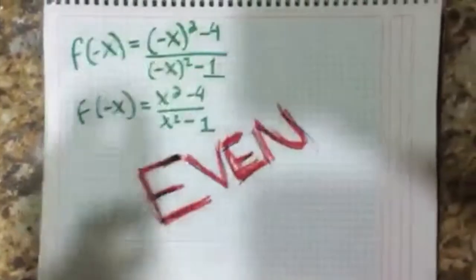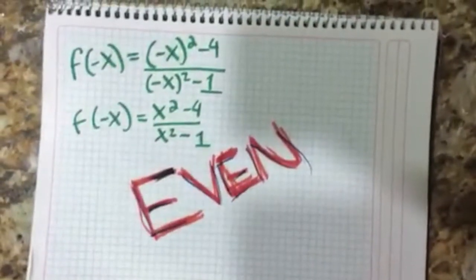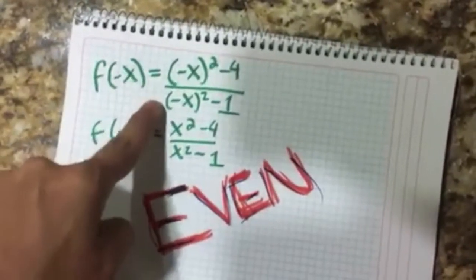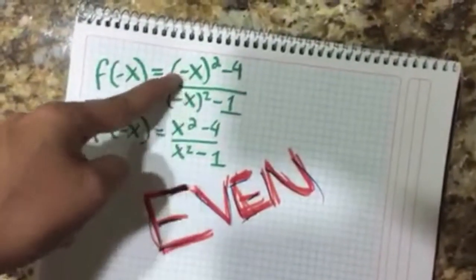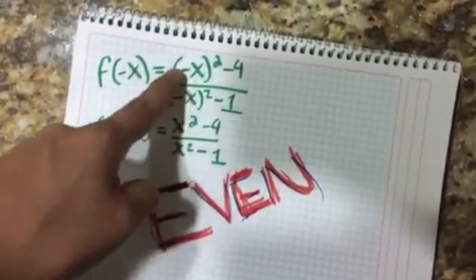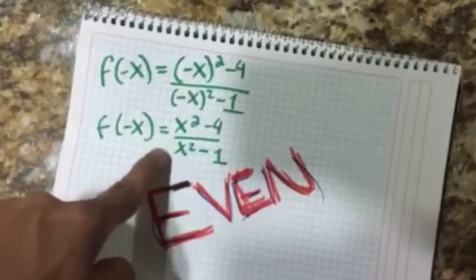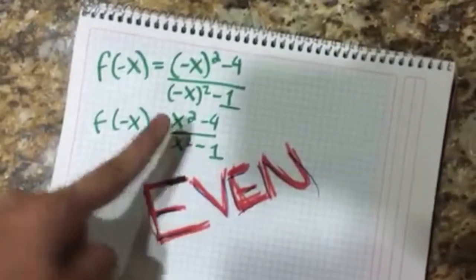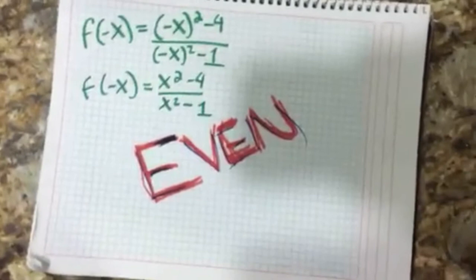In order to check the symmetry of my function, first I have to set f of minus x. Therefore, all of my x's become minus x. And when I solve for it, I take a look and I find out that this function is the same as my original function. Therefore, the symmetry is even.